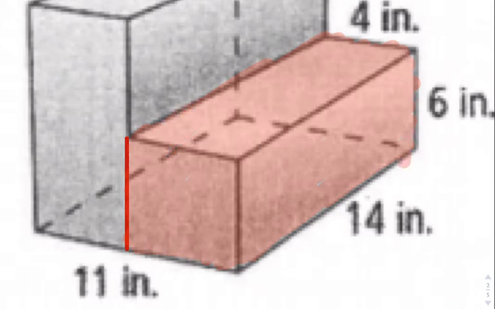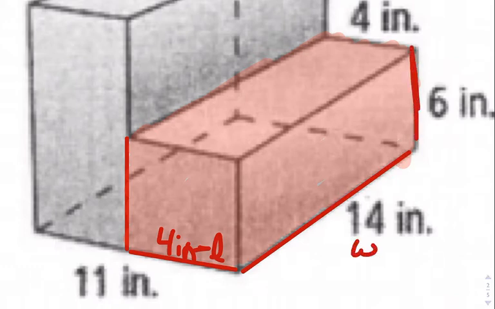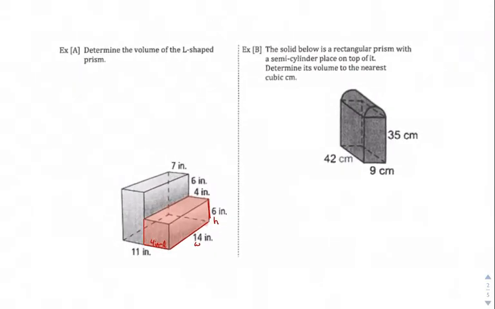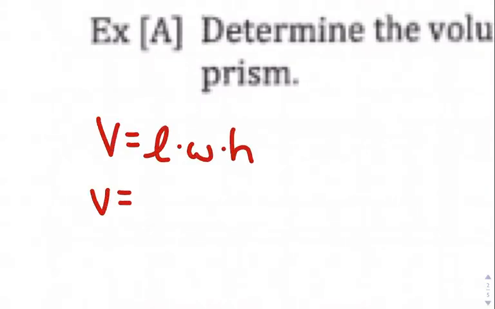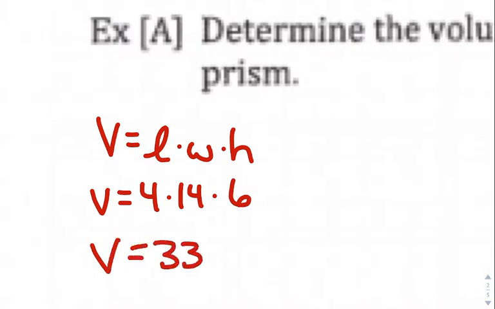To figure out the length, I'm looking at this side here. Well, 11's the whole length, but if I look, I see 4 inches. So the length is 4 inches. The width, remember, is this diagonal line here. And then your height goes straight up and down. So if I wanted to find the volume of this red object, since it's a rectangular prism, it would be length times width times height. I plug in my numbers, 4 times 14 times 6, and I get 336.